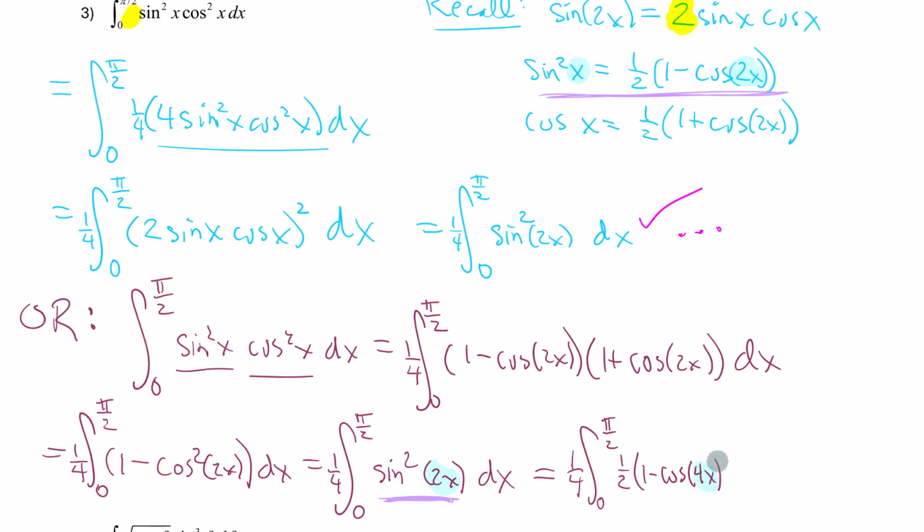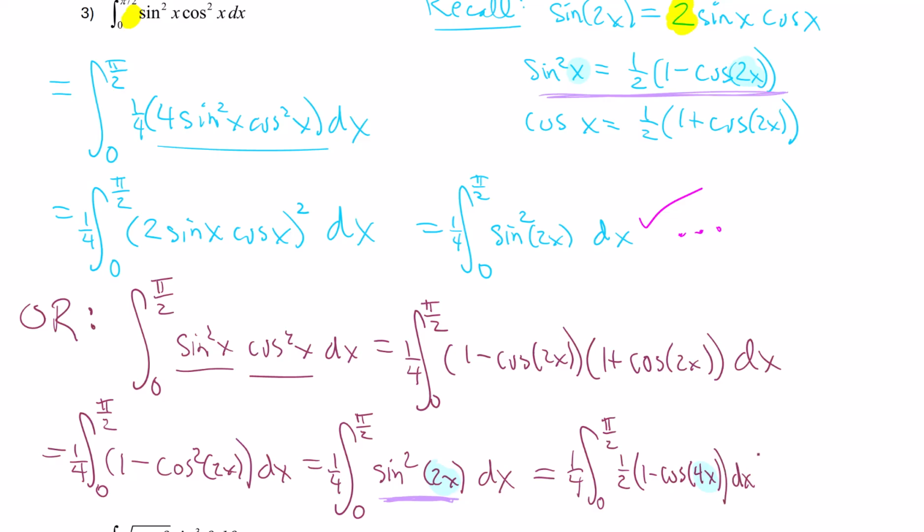The 4x is coming because you're doubling the input in the previous step, which means you're doubling the input in the formula from 2x to 4x. That is the power reducing formula. So here we are, 1/4 times the integral from 0 to pi over 2 of 1/2 times the quantity 1 minus cosine of 4x, and then dx.